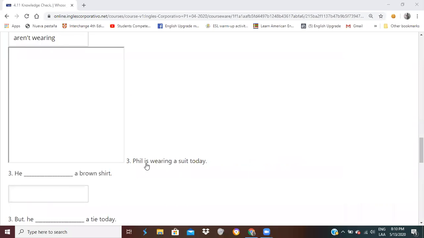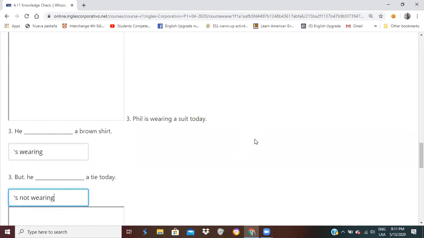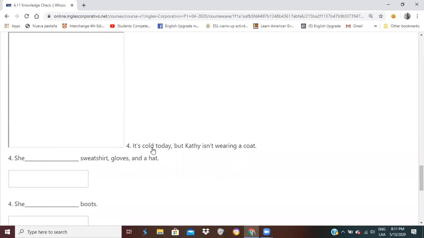Number three, Phil is wearing a suit today. He is not wearing a tie today. Not wearing a brown shirt. No. Number three. He's wearing a brown shirt, but he's not wearing a tie today. Very good. The next one, it's cold today, but Kathy isn't wearing a coat.